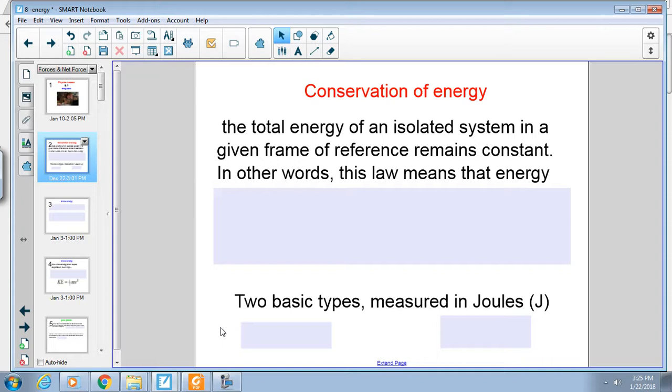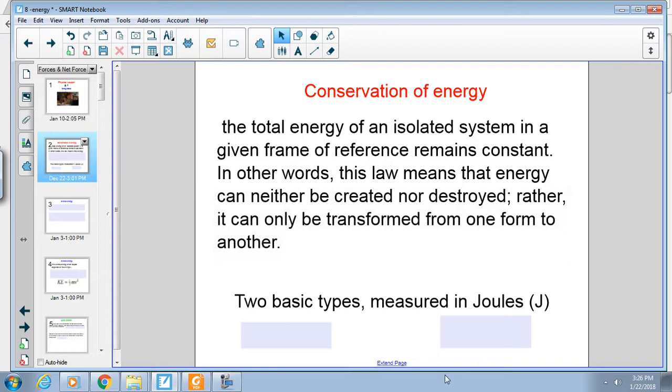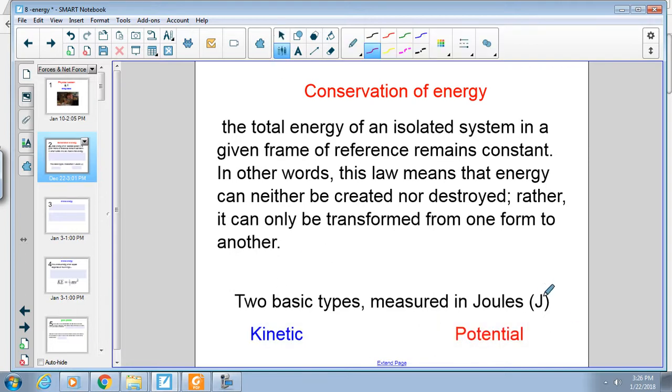So, conservation of energy. Total energy in an isolated system remains constant. What that means is as long as the system remains closed, so nothing coming in, nothing going out, then the energy that was in that system stays there. The only thing is it transforms from one thing to another. So maybe going from kinetic energy to potential. And these are both measured in joules. All right, so let's look at kinetic energy first.